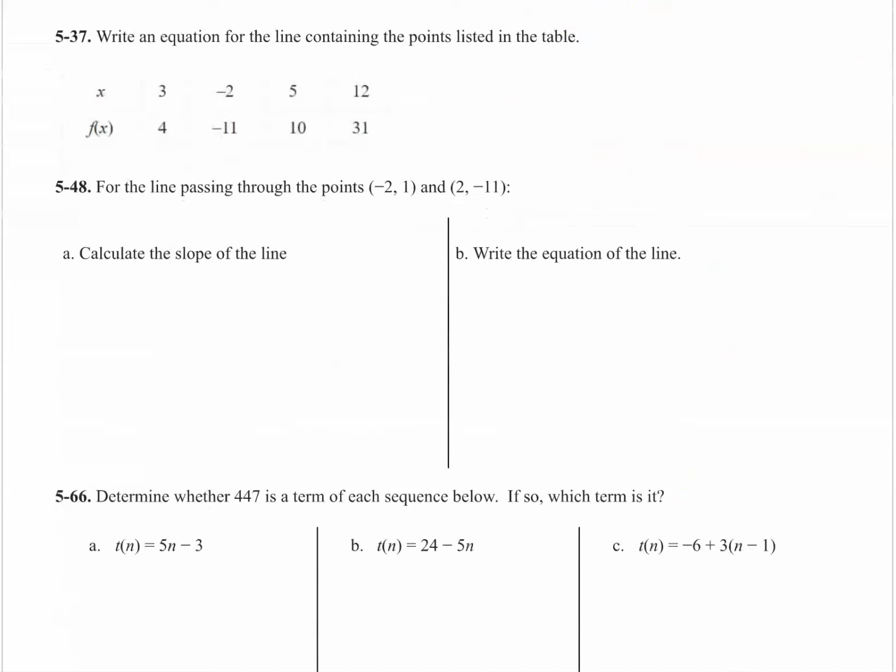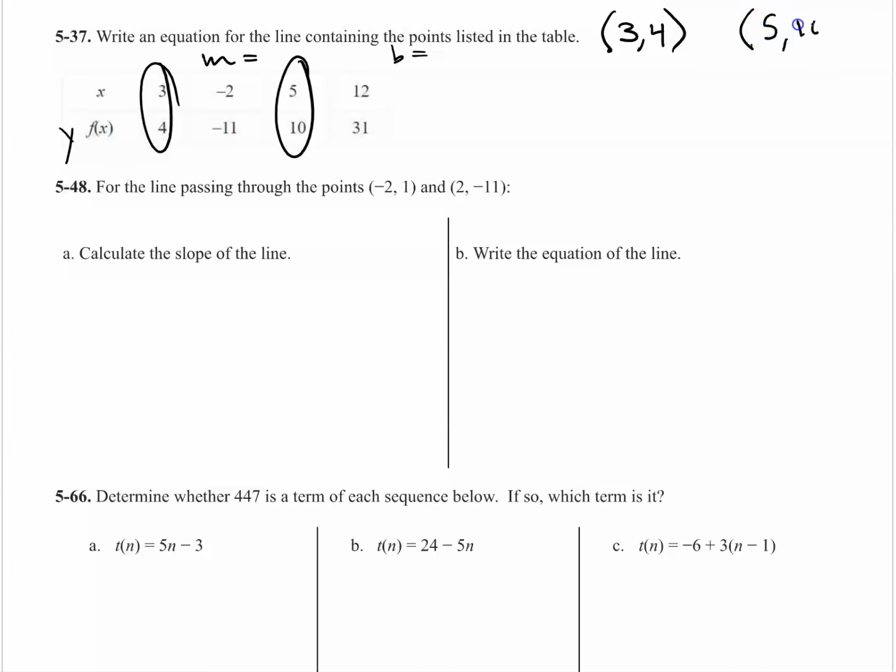5-37. Write an equation. To write an equation, you need 2 things. You need the slope, and you need the starting value. So let's start with the slope. I'm going to choose this point right here. Don't forget that f of x is a fancy way to say y. So we've got 3, 4. And I'm going to skip the point with the negatives. I don't like dealing with those, so I'll choose this one. 5, 10. Okay, to calculate the slope, that's going to be delta y over delta x.